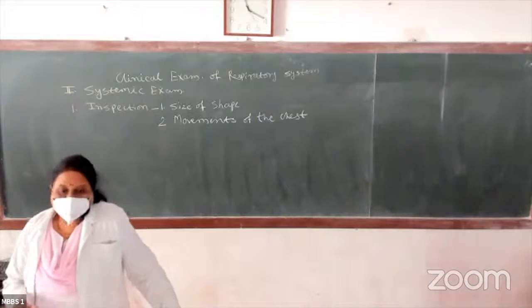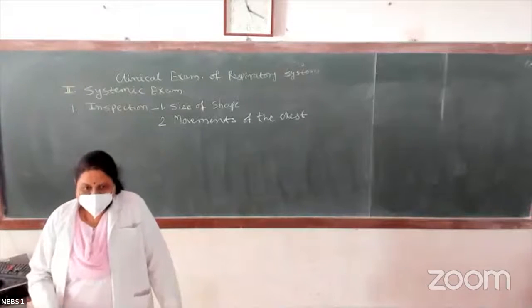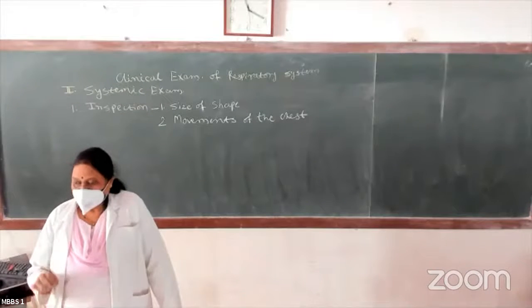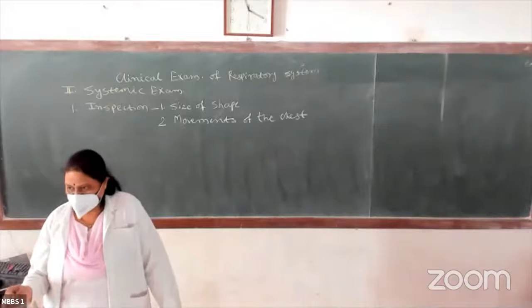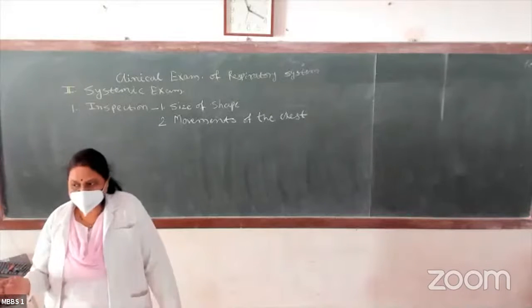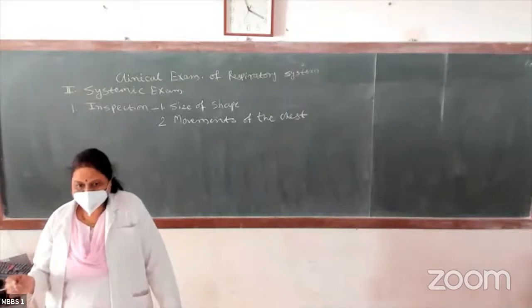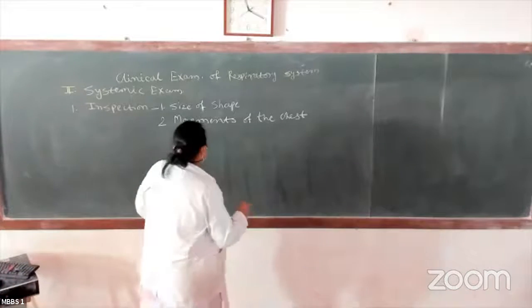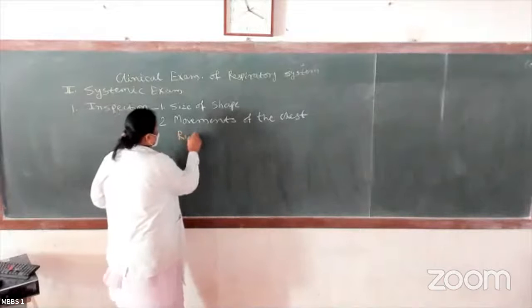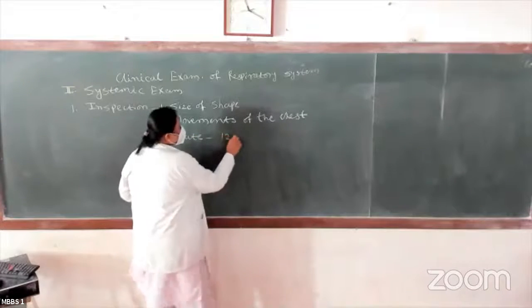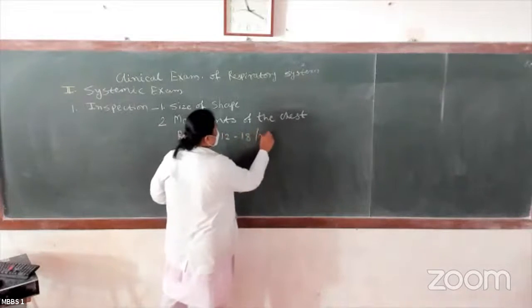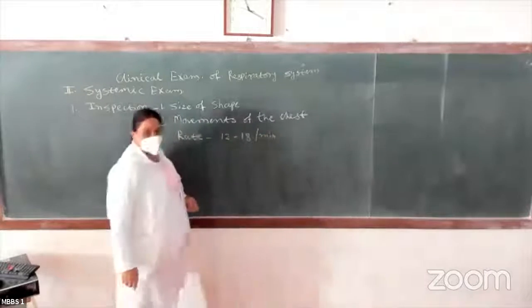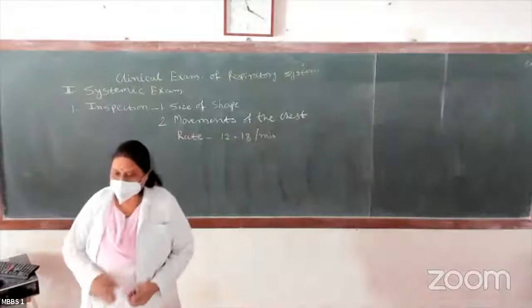These are rhythmical movements. Observe the rate of respiration. What is the normal rate of respiration? 12 to 18 per minute. You count the rate for 1 minute. It is normally 12 to 18 per minute.